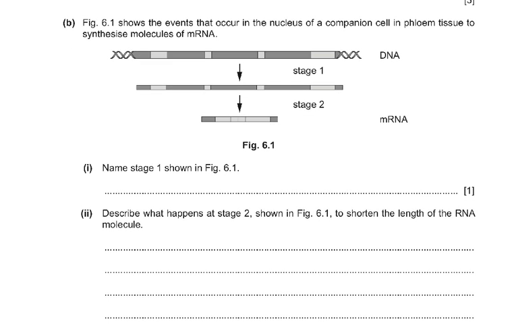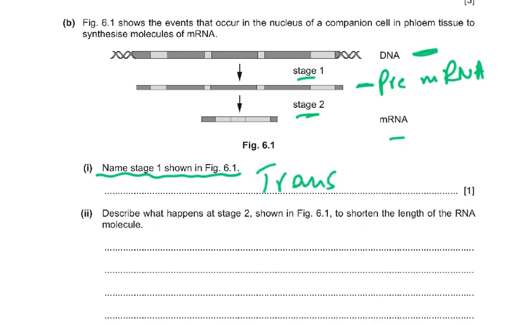Then it says part B, figure 6.1 shows the events that occur in the nucleus of a companion cell in phloem tissue to synthesize molecules of mRNA. So we have the DNA here, then we have stage 1 and something else is produced which is actually called pre-mRNA, and then the mRNA is produced and this is stage 2. Now name stage 1 shown in figure 6.1. That was easy. Transcription. I always say it's the script of a protein molecule. So transcription was the answer to that.